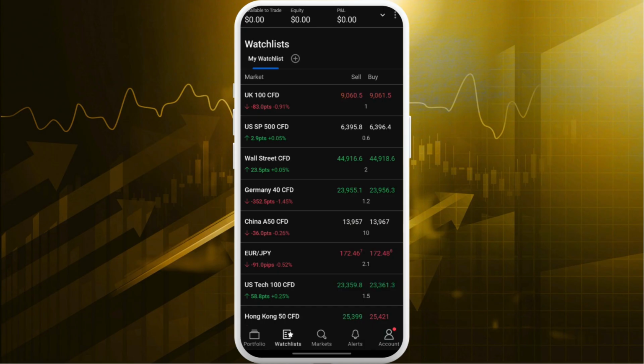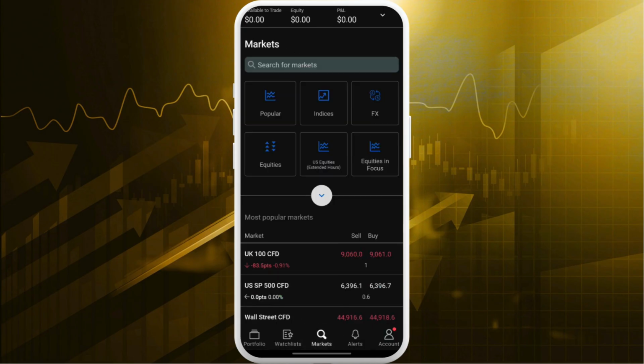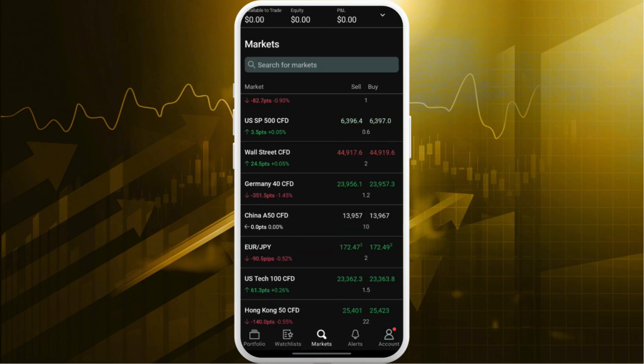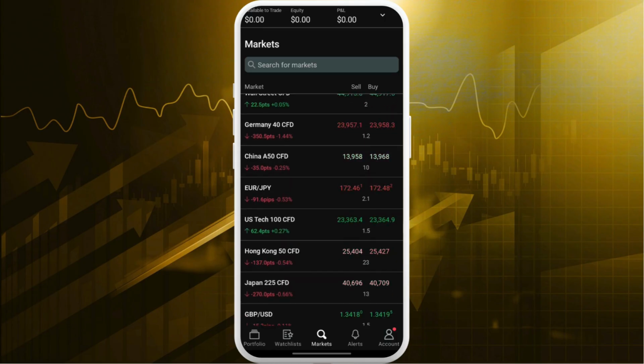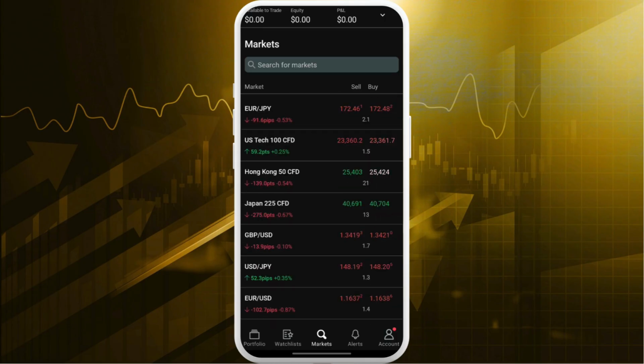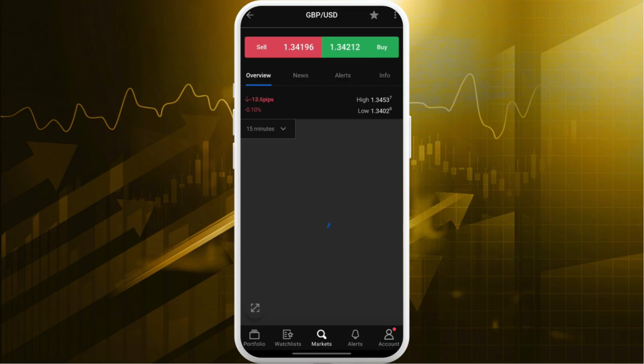Now, in order to trade the Forex pairs, you can head over to this market section. From here, you can explore through popular markets, select the currency that you want to trade on. You can select your preferred foreign exchange pairs. For now, I'll select this one.